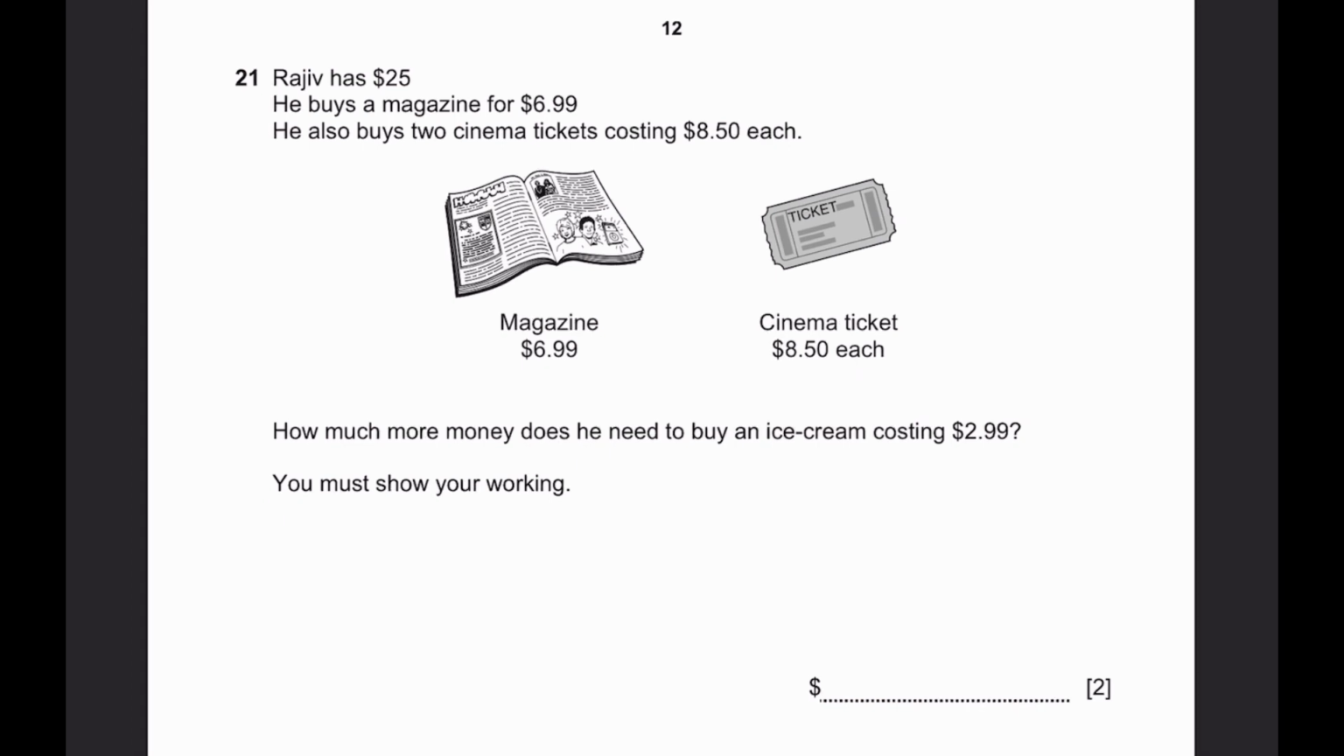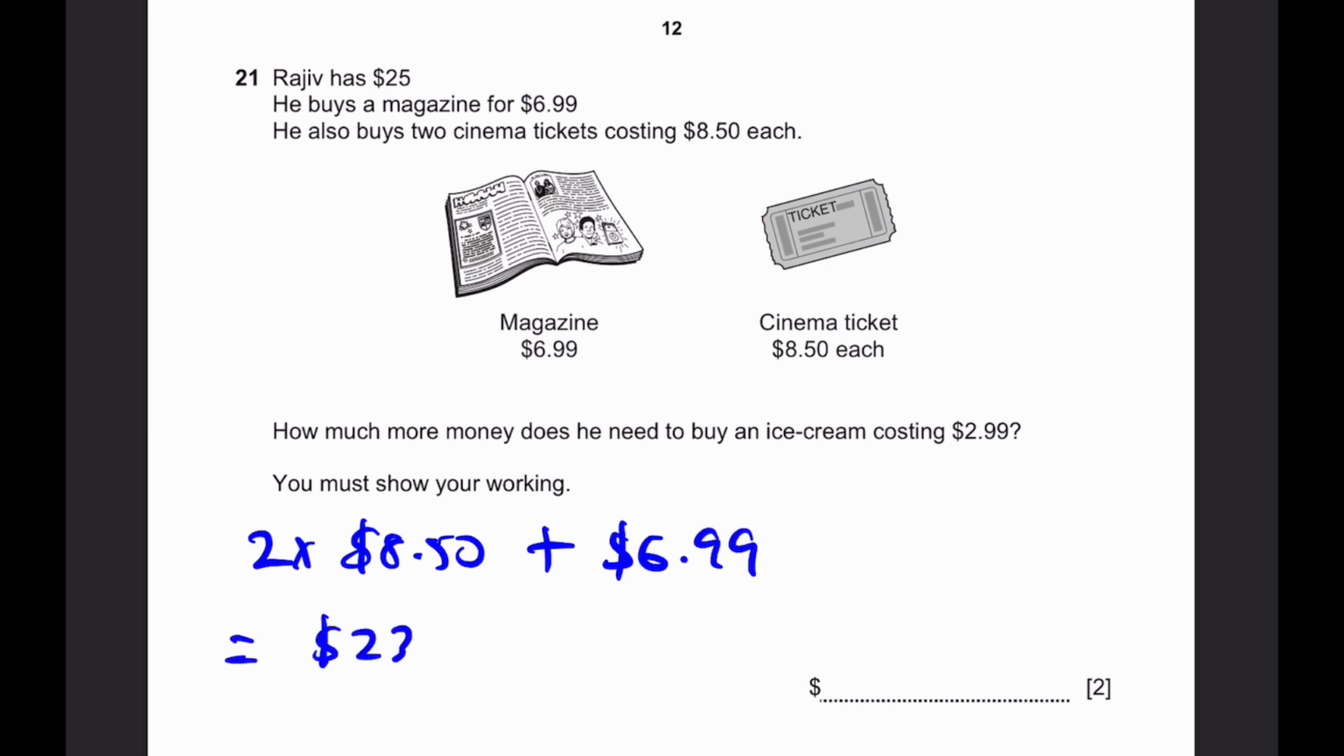So he's buying 2 cinema tickets costing $8.50 each. That'd be 2 times $8.50. And then we add the cost of the magazine. And that will be, if we did it correctly, $23.99.